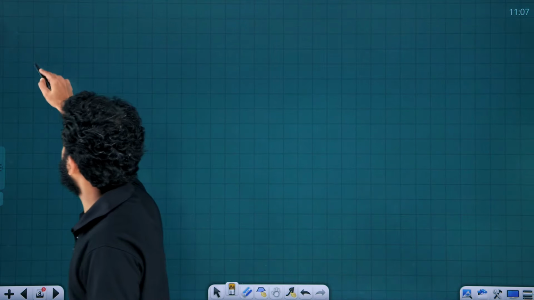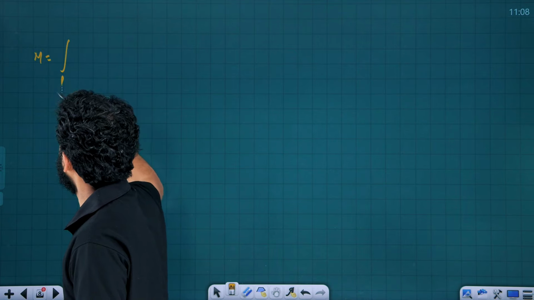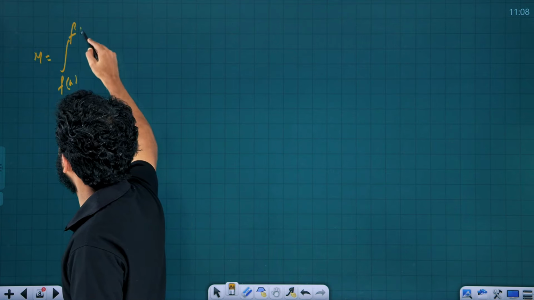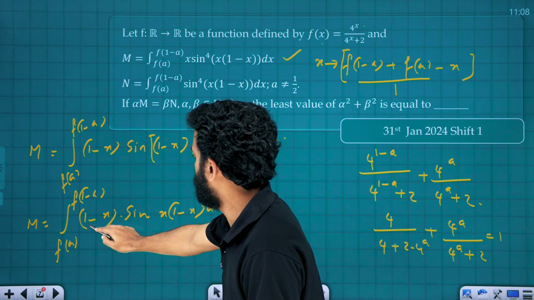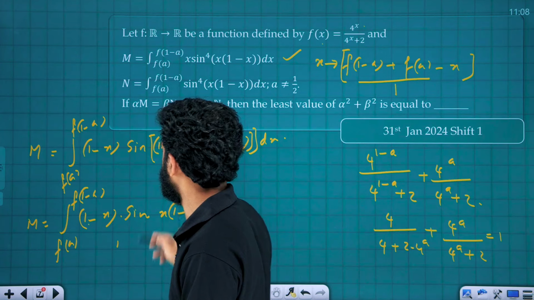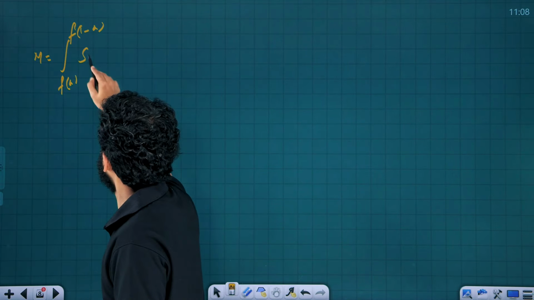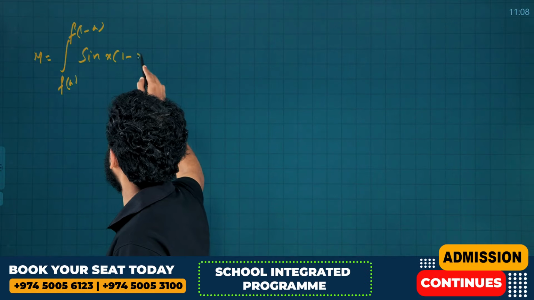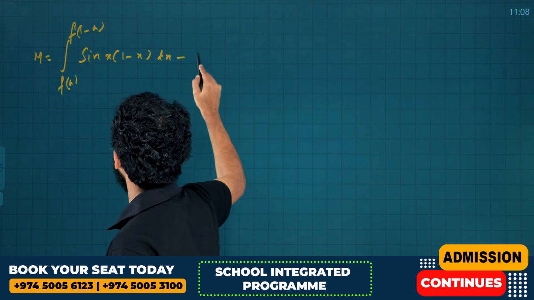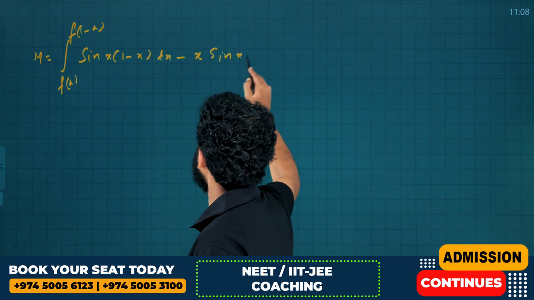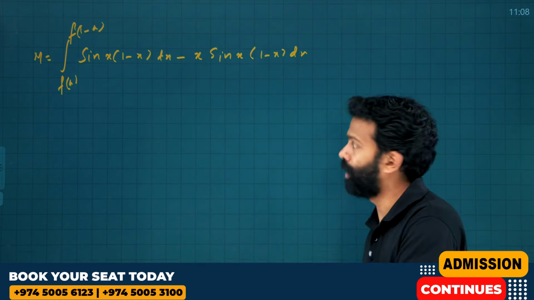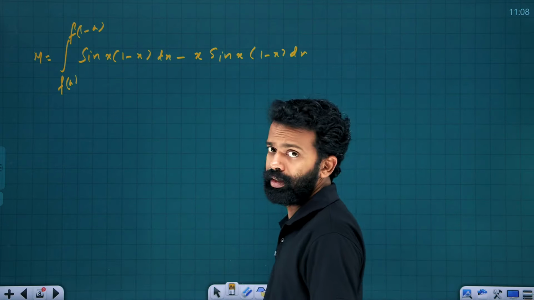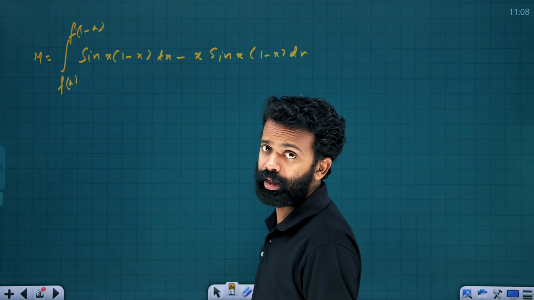Therefore, m will be the integral of f of a into f of 1 minus a, multiplied with 1. You will get sine of x into 1 minus x, that is, sine of x into 1 minus x dx, minus x into sine of x into 1 minus x dx. It will be m and n respectively. If you apply that, you will get the corresponding m and n over here and here as well.